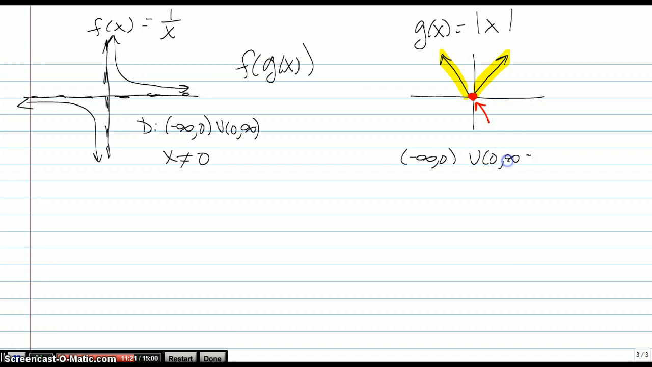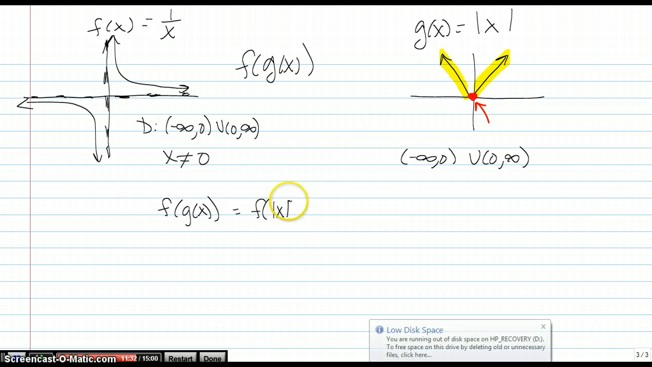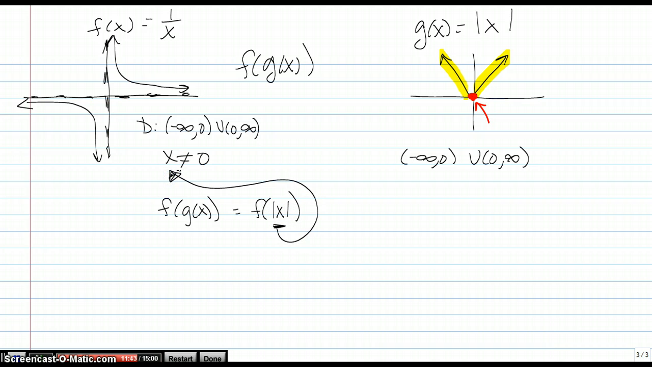Now, algebraically, f of g of x would be f of the absolute value of x. And that means we're going to take the absolute value of x and plug it in for the x in the domain of f. So if I do that, I'll get that the absolute value of x is not allowed to equal 0. Therefore, x cannot equal 0, and that would be the only value that is not included in the domain. So we do get the same answer algebraically as we do graphically.